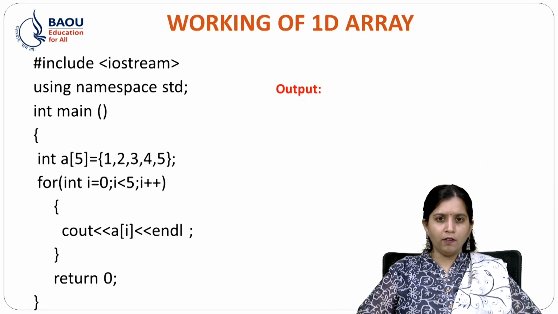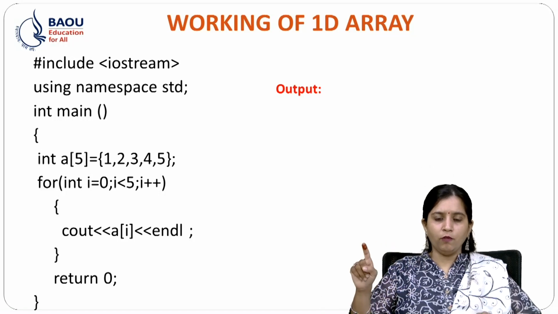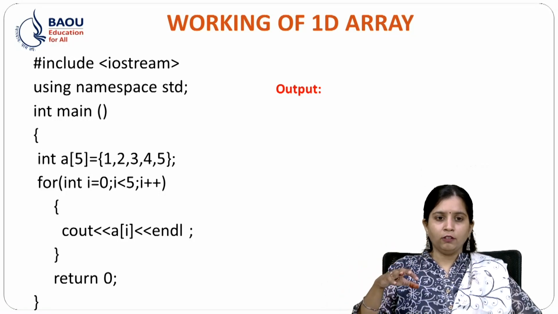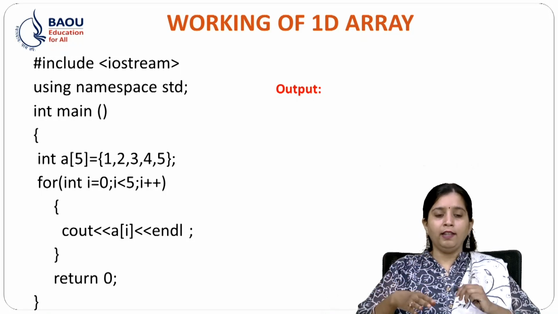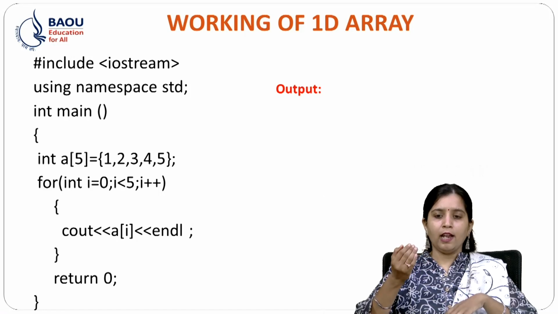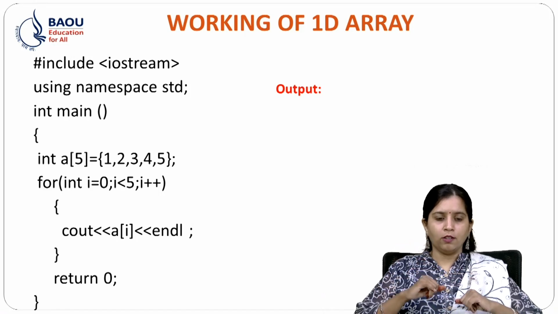First we will see the working of 1D array. So what we have simply done over here is, first we have included our iostream. We have initialized one array named A with 5 elements, that is 1, 2, 3, 4, 5, and we have used a for loop. Why we have used a for loop?